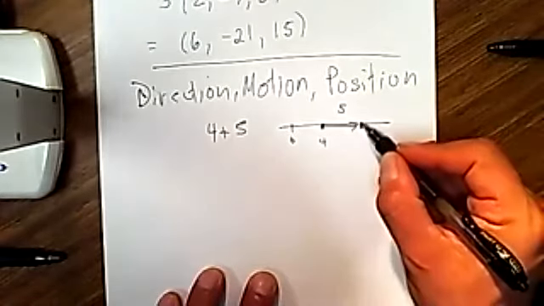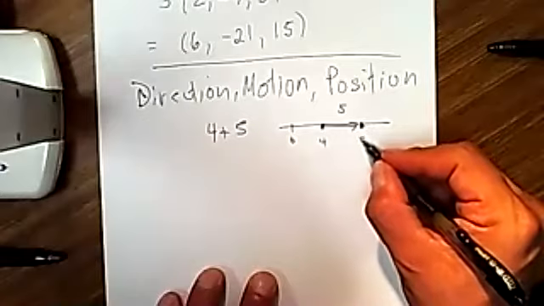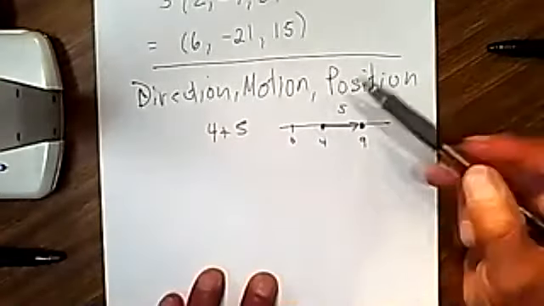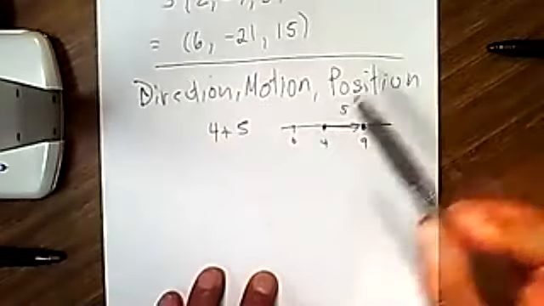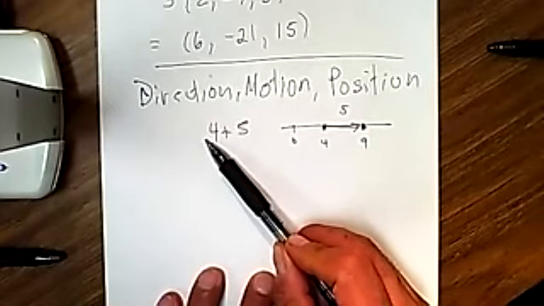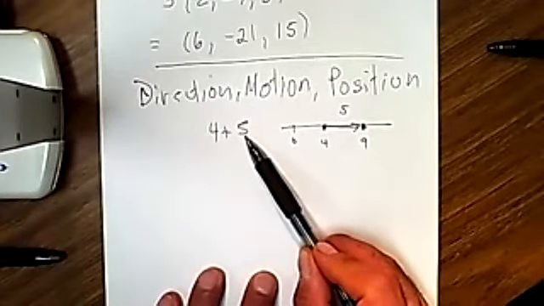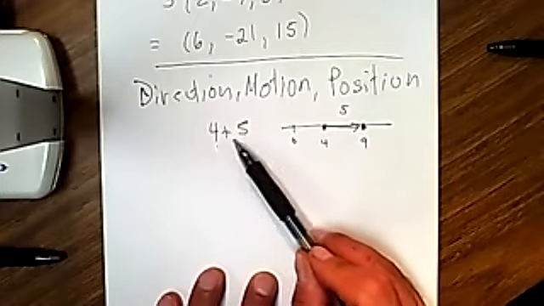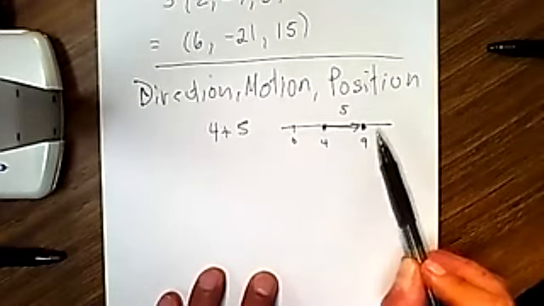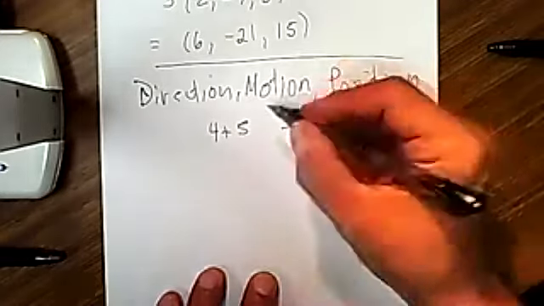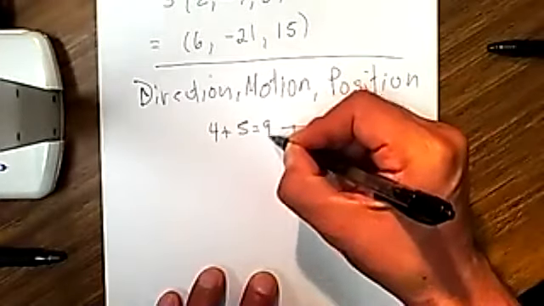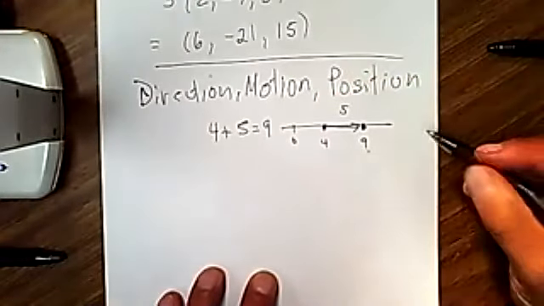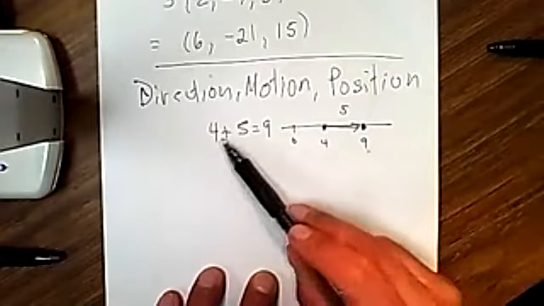And that gives us a new position, which is 9. So one way to think of this is the first number starts with the position 4. We move up from 4, 5 units, and we end up with a new position, which is 9. So we're using numbers differently.